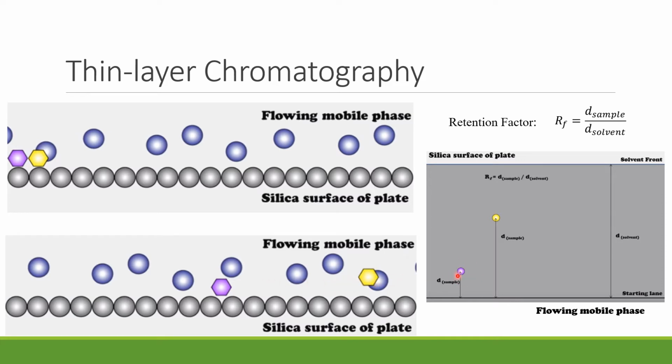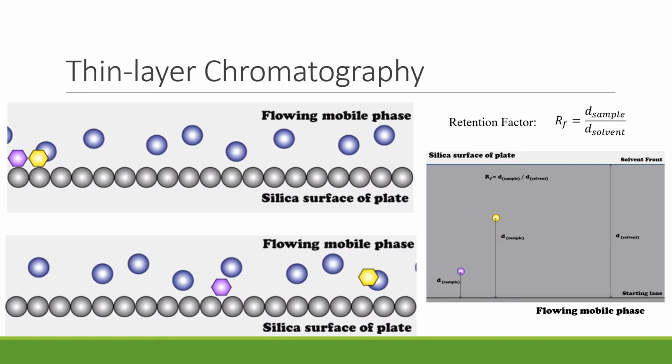And so here we see our purple sample ends up not traveling as far. Our yellow compound ends up traveling much further. And I can get a retention factor, which is a ratio that tells us how far the sample went compared to how far the actual solvent, or the mobile phase, ended. And retention factors are useful for comparing results of one chromatogram to another.